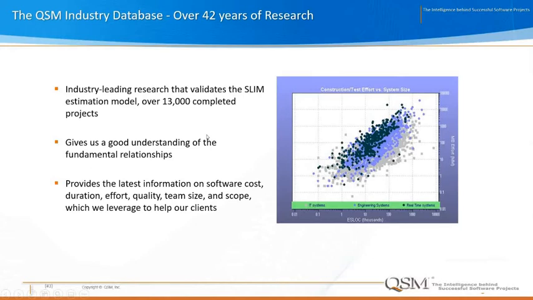Big part of our research is this QSM Industry Database. Over 42 years of research, over 13,000 projects captured and completed. And really, by studying this data, it gives us a good understanding of the relationships in the data. So relationships of cost of projects to the schedule and to reliability and to scope and things like that. This database provides the latest information on cost, duration, effort, quality, team size, and scope. And we leverage all this information really to help our clients.